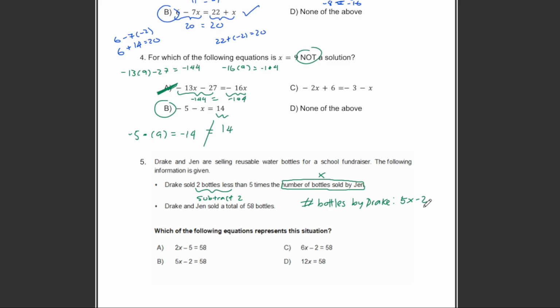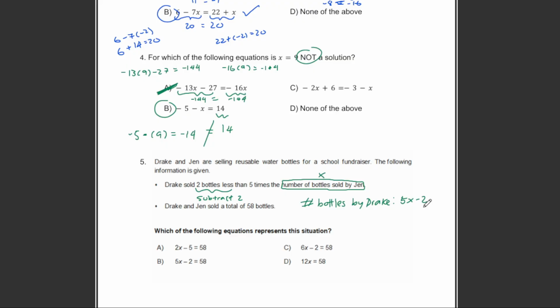Okay, so we've got 5x minus 2. That's the number of bottles sold by Drake. We know x is the number of bottles sold by Jen. Let's read the next sentence. It says Drake and Jen sold a total of 58 bottles, meaning if we combine x and the number of bottles sold by Drake, so the number sold by Jen is x, the number sold by Drake is 5x minus 2, we get 58, right?